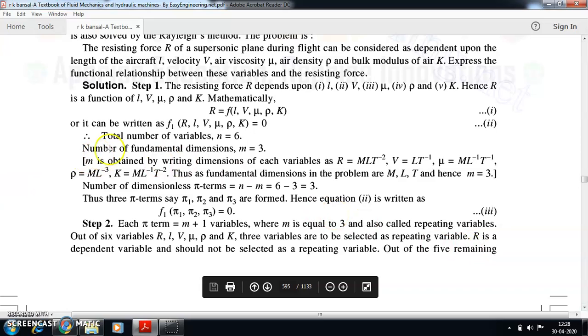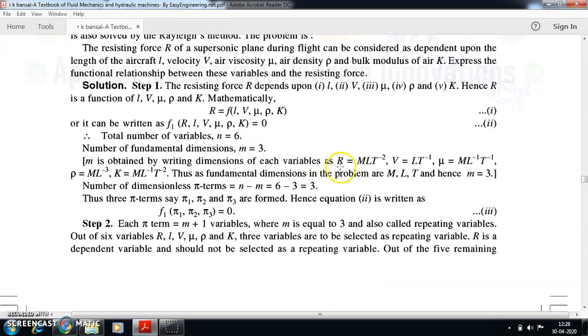Before writing m, we will write the fundamental dimensions of all the variables. For example, for the resisting force R, it is M L T to the power of minus 2. For the velocity it is L T to the power of minus 1. Similarly for mu, M L minus 1 T minus 1, rho M L to the power of minus 3, K M L minus 1 T minus 2. So you have mass, length, and time involved. There is nothing else, no theta or temperature parameter. So small m will be equal to 3.